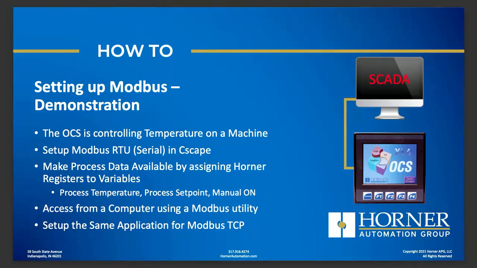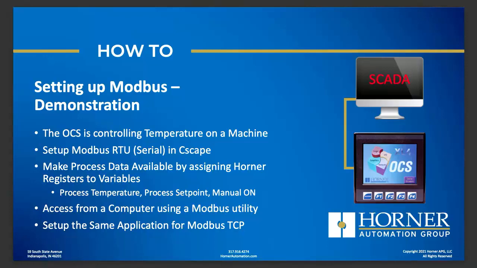Those particular variables have to be mapped over to traditional registers as well. Okay? And then once we've done that, we're going to go ahead and fire up a Modbus utility on a PC and make sure that we can successfully read and write Modbus data to and from the OCS. And then once we're done with that, we're going to show you the same setup exactly for Modbus TCP. And I don't even have any slides on Modbus TCP in terms of the setup because it's so straightforward. So we're going to go through that just with a demonstration. Okay, so let's go ahead and get started.